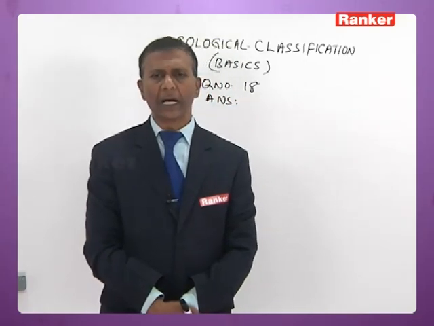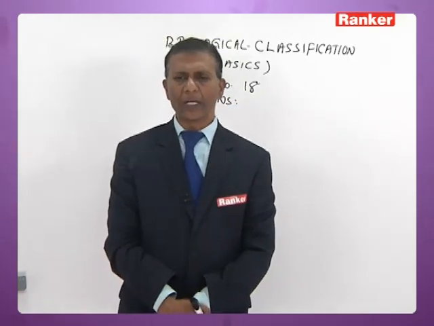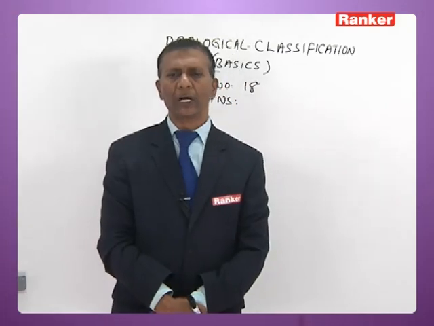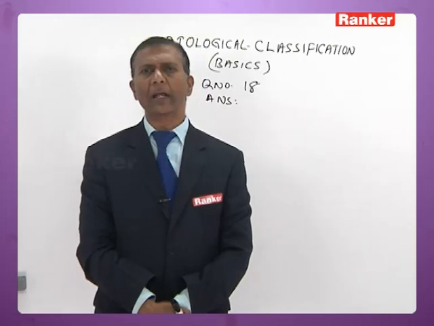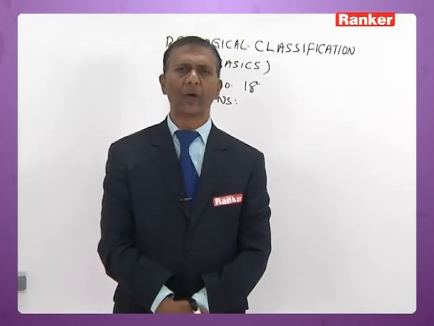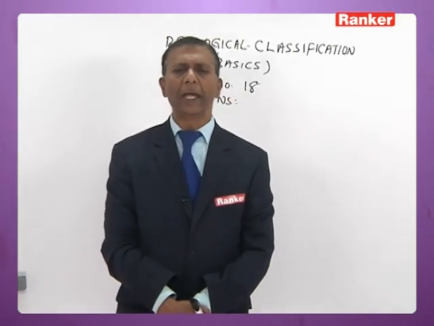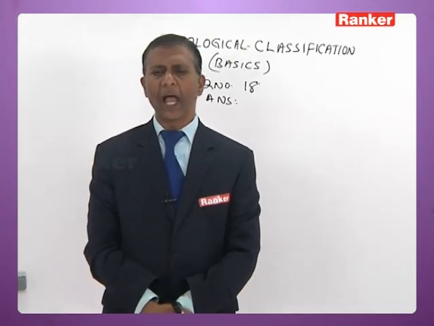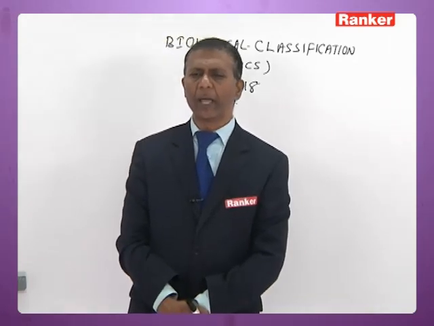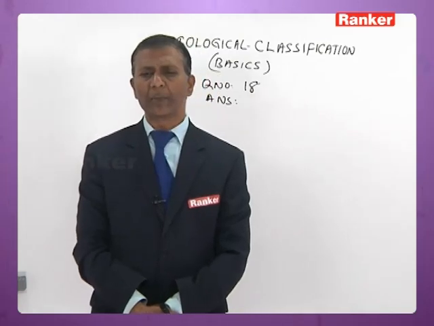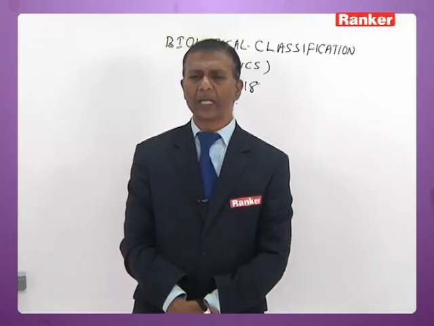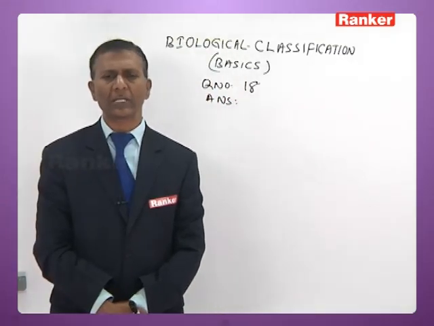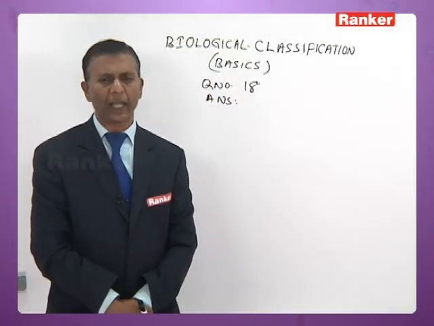Rat and cat. Rat belongs to Rodentia. Cat belongs to Felidae, that is Carnivora. So two different orders. Dog and fox. Both dog and fox belong to the same family, Canidae. Then hyena and bear. Both of them belong to the order Carnivora. So among these, more closely related you can say dog and fox because both of them belong to the same family Canidae.